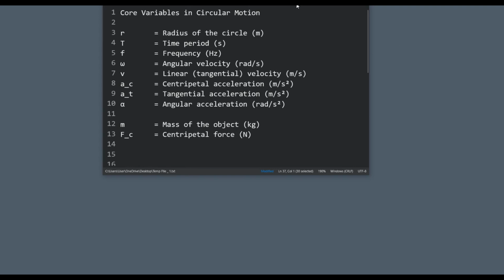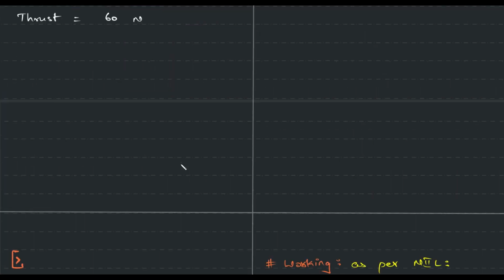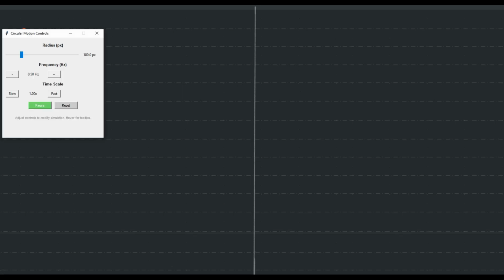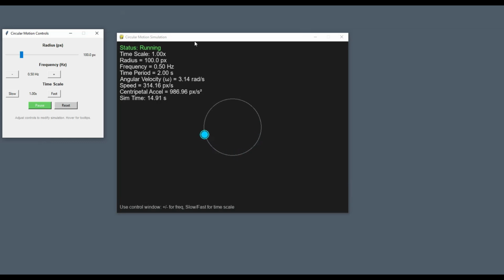Let me make use of the board, but before the board, let's talk about this. You remember this? We have a time scale, which you can ignore. Radius is 100 pixels over here. Frequency is 0.5, which means for every 2 seconds, one round is completed. Now let me increase it so that every second one round is completed. So frequency and time period are inversely proportional.